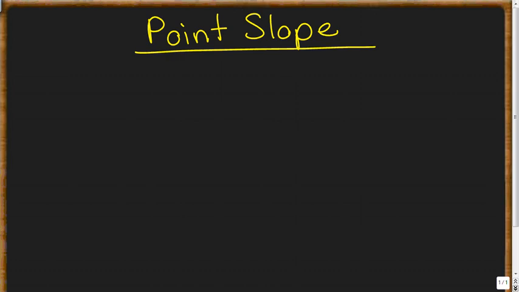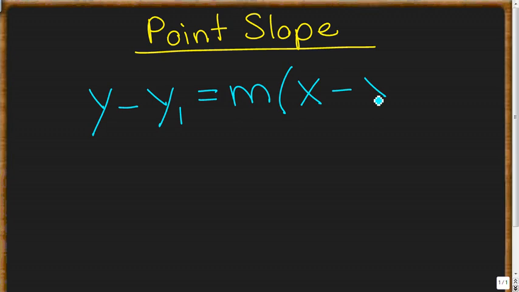The best equation to help us find a line, if we're given some information, is called the point slope formula. And this is what the point slope formula looks like. You start off with the general y. You subtract away a y1 coordinate from your point, and that's going to equal the slope of the line times our general form of x minus our x coordinate. So this is an important formula to know.